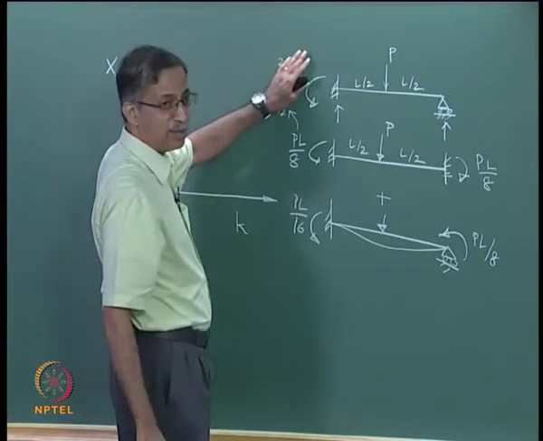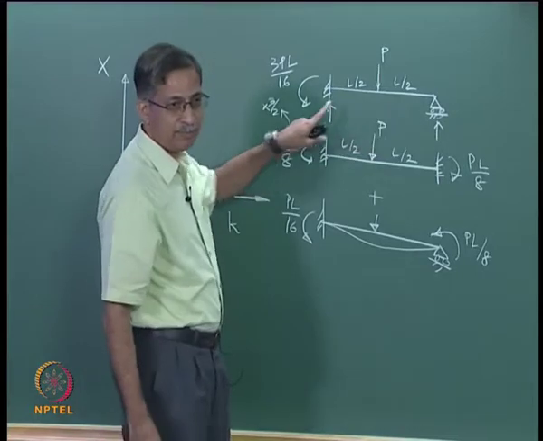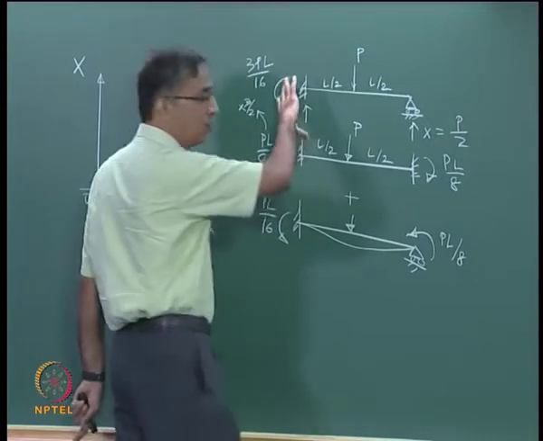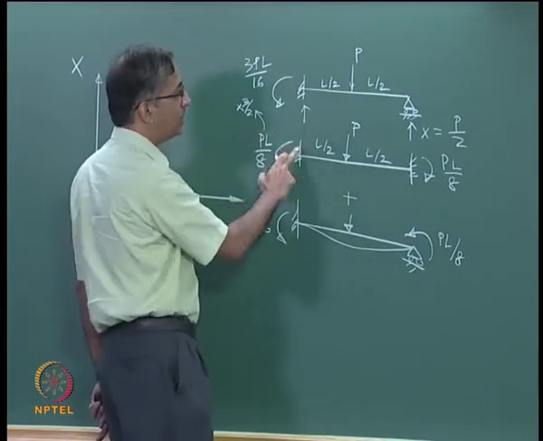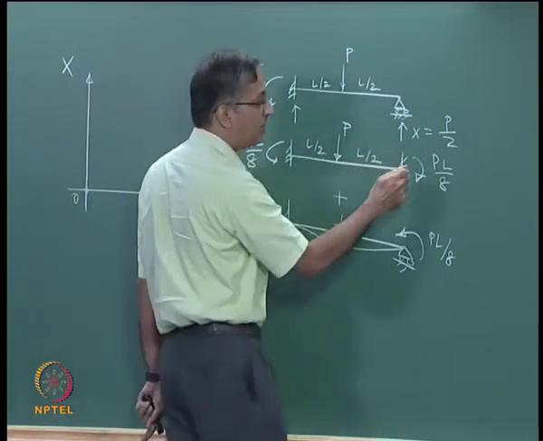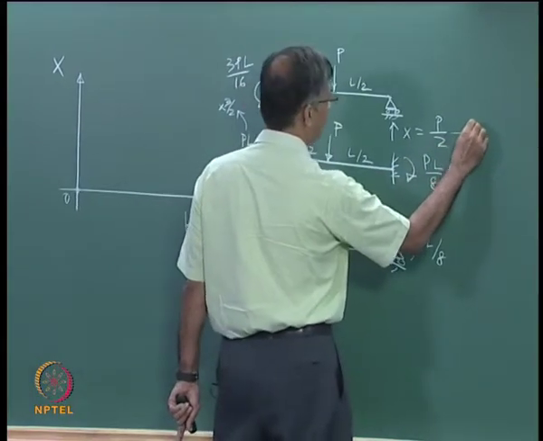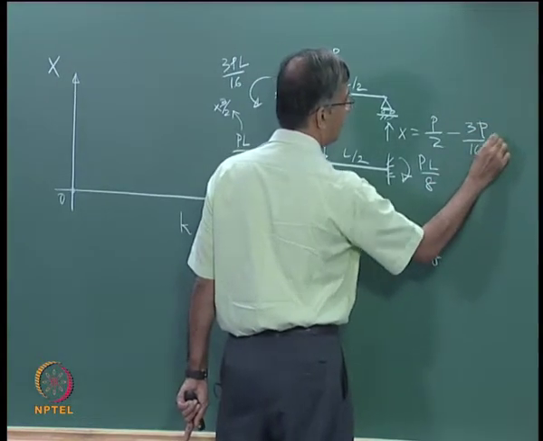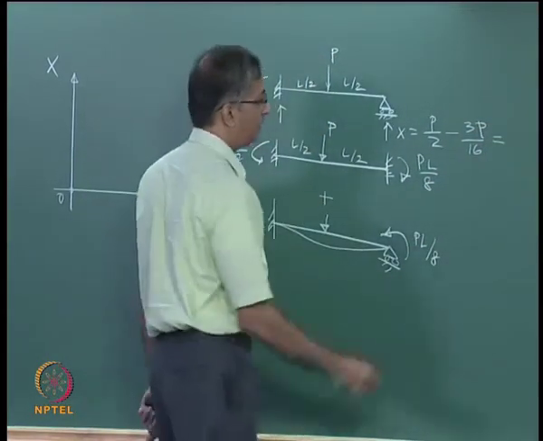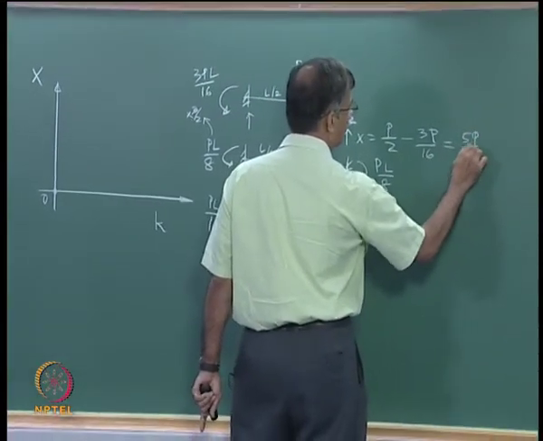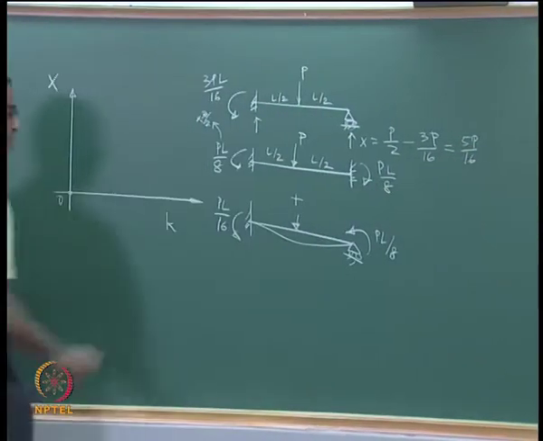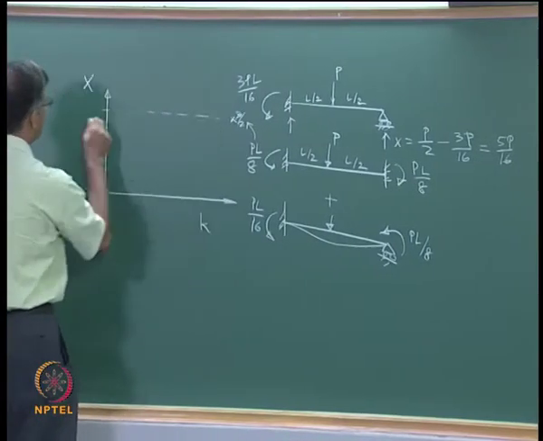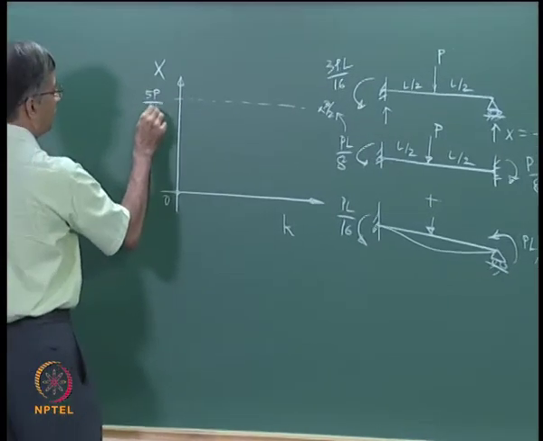Well, if this moment was not there, it will be P by 2, P by 2. But due to the moment, this will increase and this will reduce by this divided by L, that is 3P by 16. How much do you get? 5P by 16. So as K tends to infinity, you can't exceed this value, right. This value will be 5P by 16.